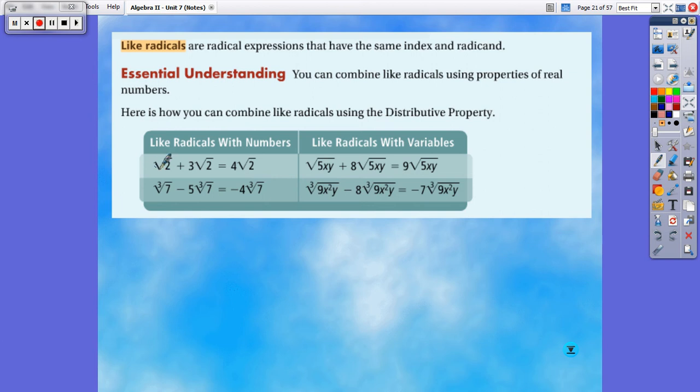In our first one here, they're both the square root of 2, and we have a square root of 2 here. So this is like saying we have 1 root 2 plus 3 root 2's. So together we get 4 root 2's.